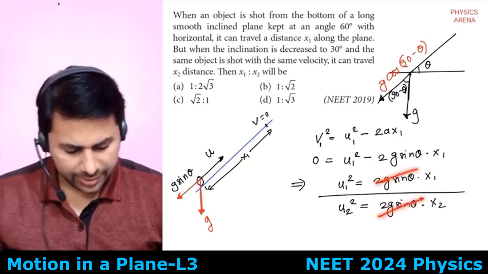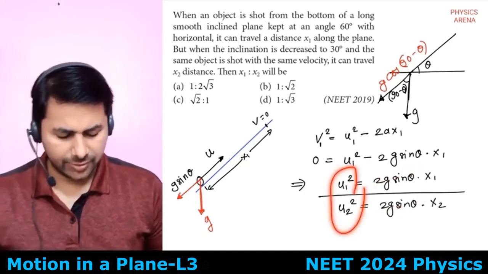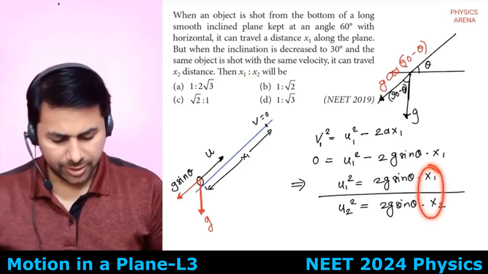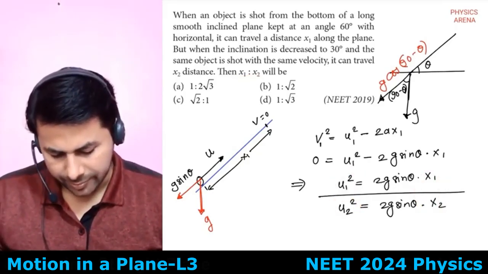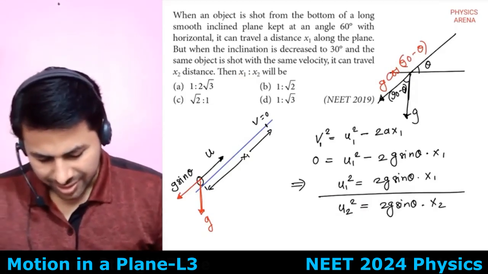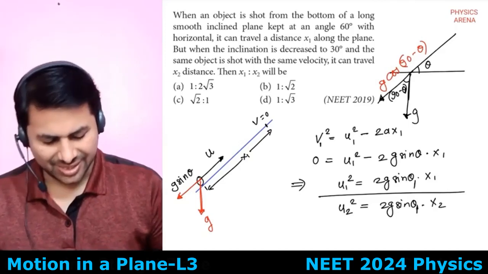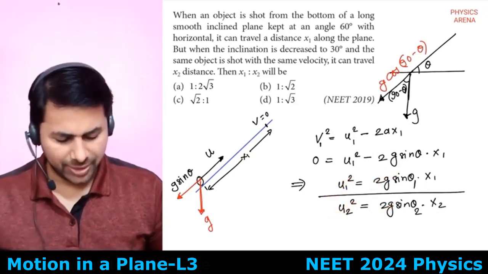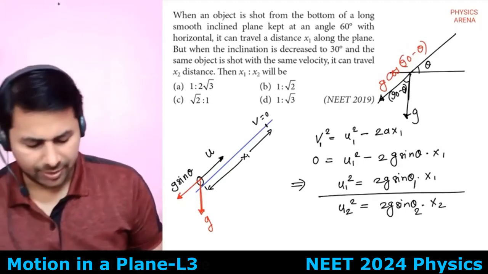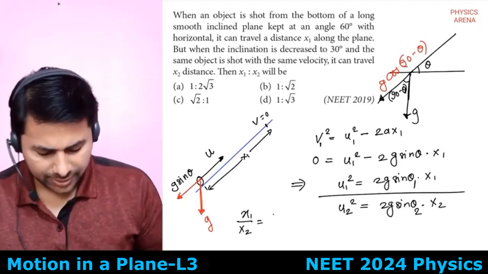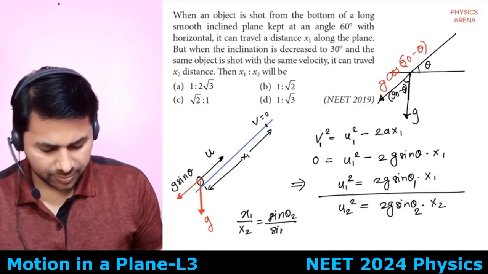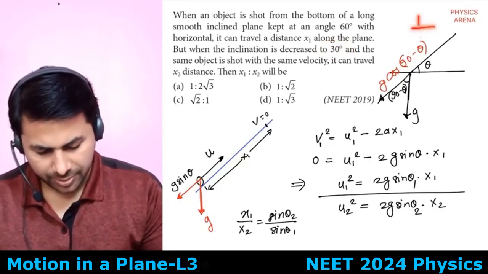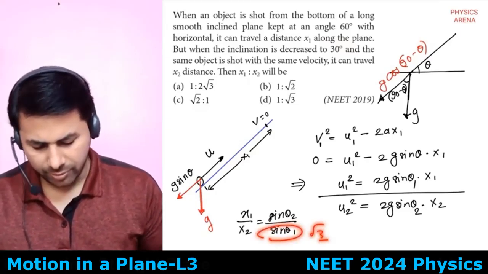So this thing will get cancelled out. You have u1 square upon u2 square equal to x1 upon x2. And you want x1 upon x2 only. Oh, no. Speed is same. You are changing theta. So this thing and this thing will get cancelled. x1 upon x2 will be sine of theta 2 divided by sine of theta 1. So theta 2 is 30 degrees, so it's half. And sine of theta 1 is root 3 by 2. So it will be 1 upon root 3.